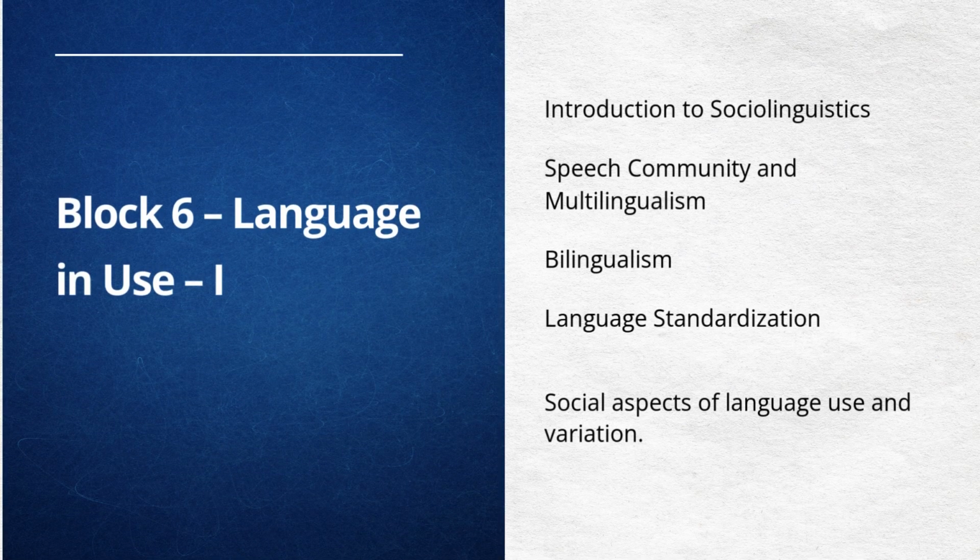Now that we understand the form and structure of language, we shift to how language operates in society in Block 6, Language in Use 1. This block introduces you to sociolinguistics, how language varies depending on who's speaking, where they are, and what social setting they are in. You'll explore concepts like multilingualism, language standardization, and how communities shape the way language is used.